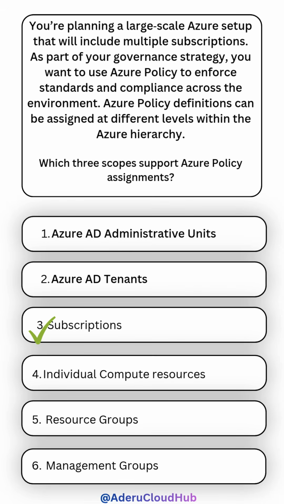The next one is a resource group. A resource group is a logical container which holds the Azure resources belonging to each environment or each application. This is a valid scope to apply an Azure Policy assignment.